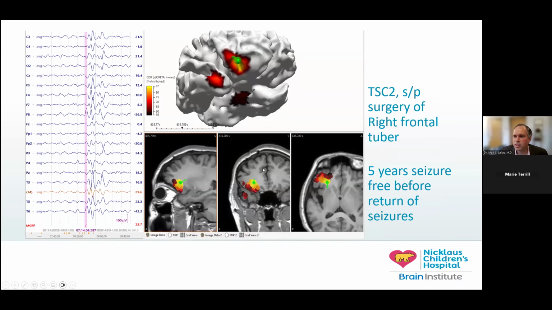Here's another case. This is a patient who had prior epilepsy surgery because of tuberous sclerosis. And I think you can see that there's a large area here that is essentially the hole from the prior surgery. The patient was seizure-free for 5 years before seizures returned. The seizures have been back for some time.